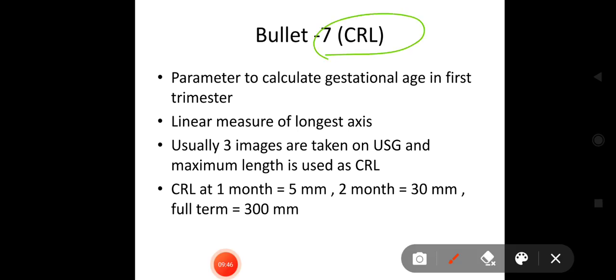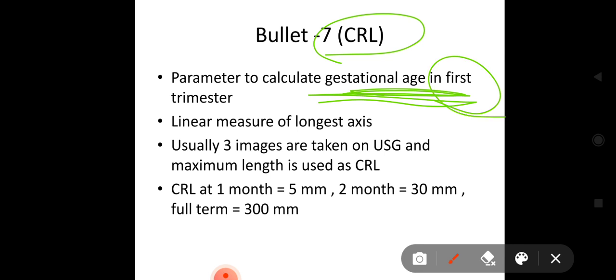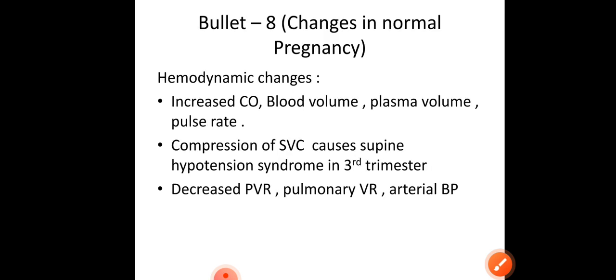Now the other one is CRL, crown rump length, a parameter to calculate gestational age in the first trimester. Now a question can be asked: CRL is used to calculate gestational age in first, second, third or all? So in the first trimester, it is a linear measure of the longest axis. Usually 3 images are taken on USG and the maximum length is used as CRL. So CRL at 1 month is 5 mm, at 2 months is 30 mm, and at full term it's 300 mm.